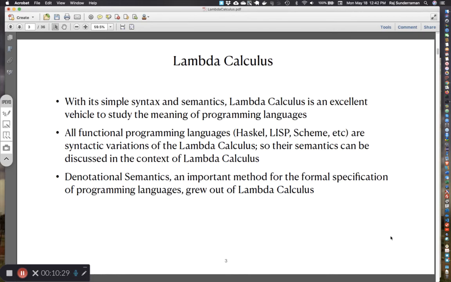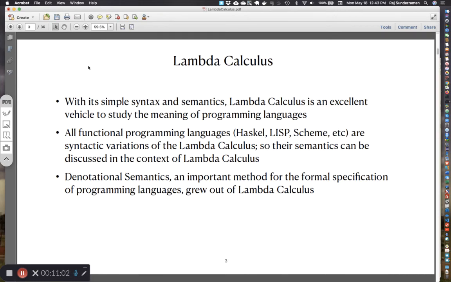With these videos, I'm not sure which comes first and which comes later, but I believe in the first part of the course we cover denotational semantics, a way to provide meaning to programming languages, and that actually grew out of lambda calculus. So you can see lambda calculus has had a big impact on the development of programming languages and semantics and so on. Okay, so this slide is important in the sense that it conveys the fact that lambda calculus has had a big impact.